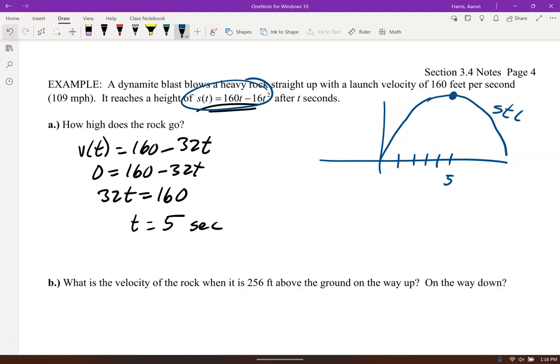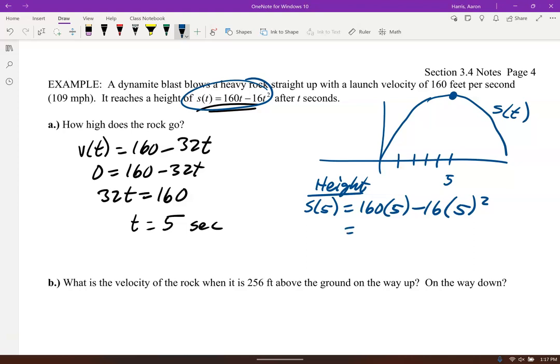I'm graphing the position function, not the velocity here. Graphing the position function, right? Well, how high does it go? Well, that only tells me that it stops at its peak at 5 seconds. What's its actual height? Well, I got to go back to the position. S of 5. So I got to plug in 160 times 5 minus 16 times 5 squared. And let's see, 400 feet there.